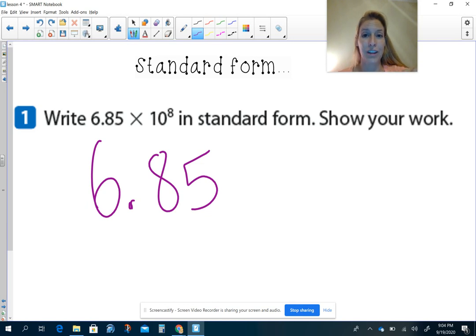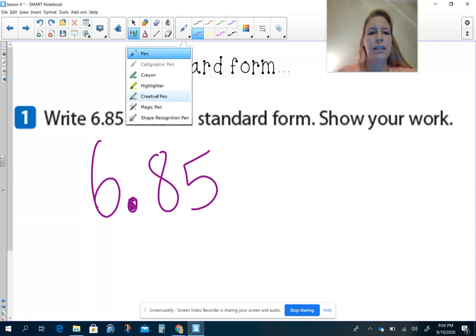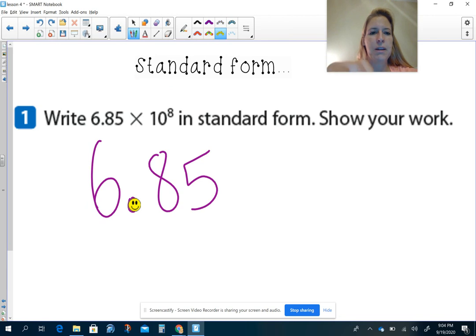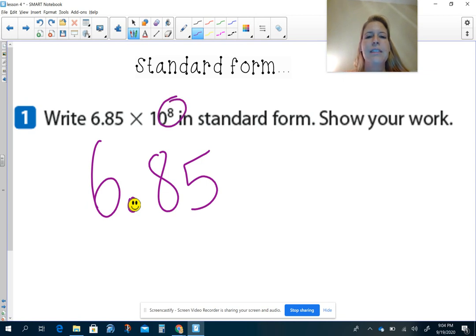Okay, you ready to go? Let's take our decimal, right? Or you know what? Let me get my little decimal guy. And how many times are we going to move our decimal? Did you say 8? How do you know that? It's this guy right here, because it's times 10 to the 8th power. He's telling us we are moving 8 places. That's right. Good. So let's move 8 places.